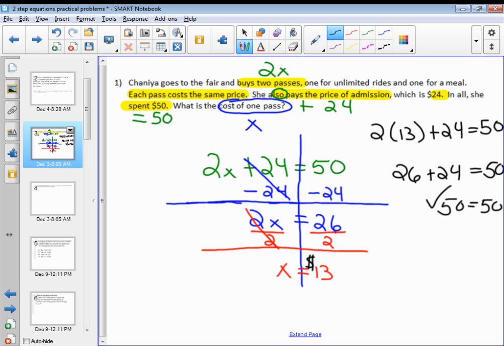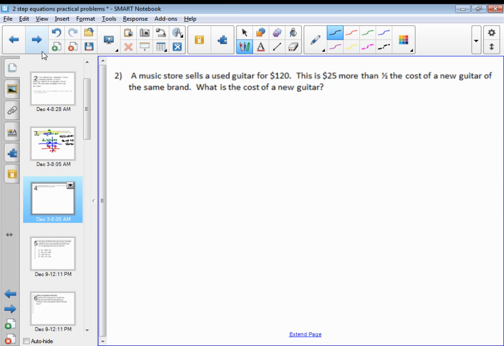Again, just like previous videos, if you need to pause the video at any time to write things down, please feel free to do so. If not, we're going to move on to the next problem. A music store sells a used guitar for $120. This is $25 more than half the cost of a new guitar of the same brand. What is the cost of a new guitar? So, first thing, we need to highlight the important information. They sell a used guitar for $120. Is $25 more than half the cost of a new guitar?